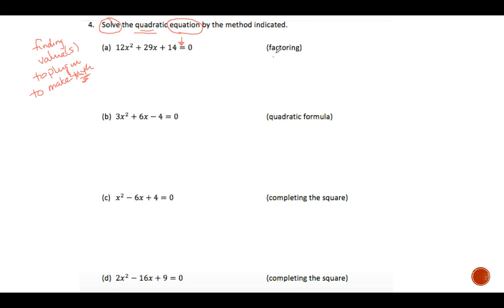So our strategy, they told me to do factoring. So number 1, I'm going to factor. Number 2, I'm going to use the zero product property rule. And 3, solve the pieces of the puzzle.